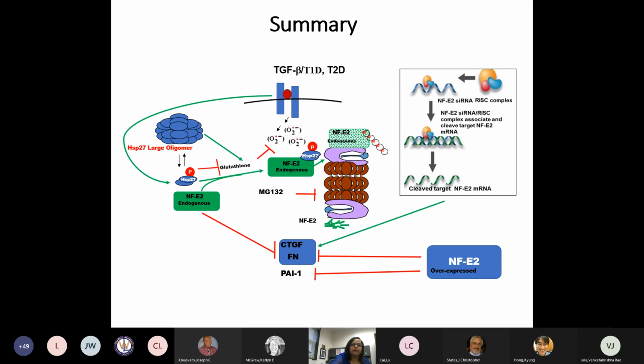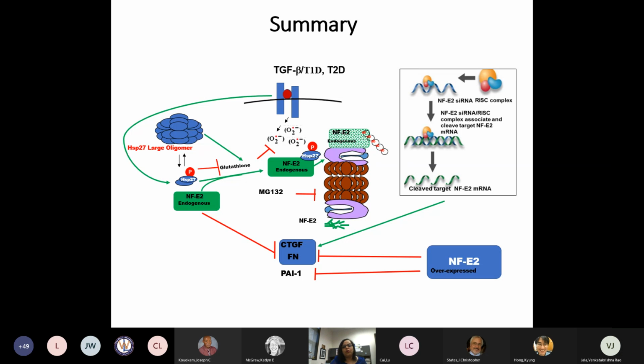HSP27 is phosphorylated in TGF-beta treated cells, which causes it to associate with NFE2 and possibly degrade it at the proteasome. In the presence of MG132, an inhibitor of the proteasome, we were able to show that NFE2 expression was preserved. Overexpression of NFE2 blocked fibronectin as well as CTGF expression in TGF-beta treated cells, whereas silencing NFE2 expression resulted in exacerbation of CTGF expression in TGF-beta treated cells.